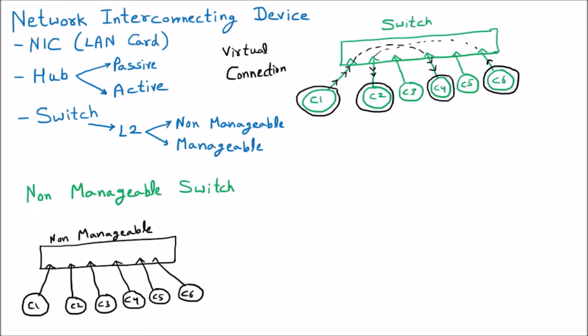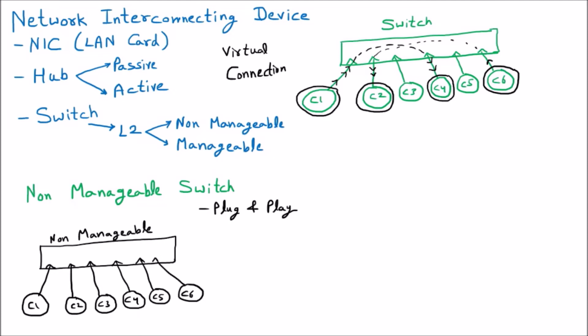The first thing about the non-manageable switch that we must know is that they are plug and play. Plug and play means anything which you purchase from the market and install, just like your Wi-Fi. Your Wi-Fi at your home is plug and play. You just purchase it, put it at your home, connect some wires and it works. Right?